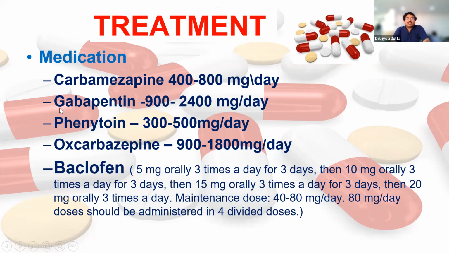Next, the drug commonly tried is gabapentin. As per the evidence, carbamazepine is first, next goes oxcarbazepine, and third goes gabapentin, and the usual dose is 900 to 2400 milligrams per day, but usually it is not given at such a high dose. It is started with 300 or 450 milligrams, then gradually increased. Phenytoin is another drug that can be tried, but in most cases we do not use phenytoin, we use the other three drugs.